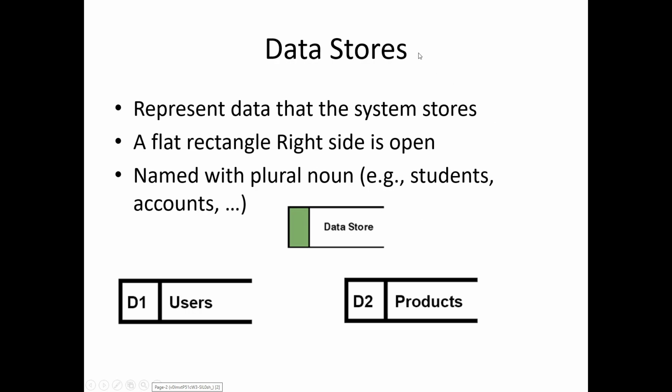The third element is data store, which represents the data that the system needs to store. In data flow diagram, it is represented as a rectangle with the right side open. And inside the box, we put down the name of the data. And also optionally, we may give each data store an ID, right? So such as D1 or D2, so that each data store could be identified.